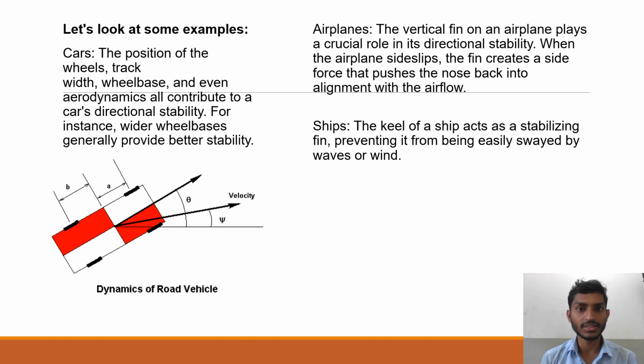Second, airplanes. The vertical fin on an airplane plays a crucial role in its directional stability. When an airplane sideslips, the fin creates a side force that pushes the nose back into alignment with the airflow. Third is ships. The keel of the ship acts as a stabilizing fin, preventing it from being easily swayed by the waves or wind.